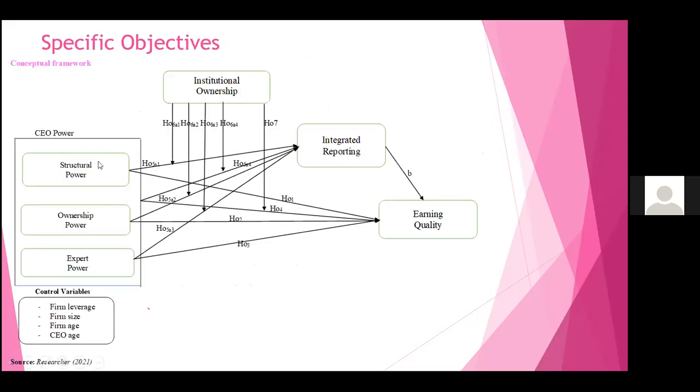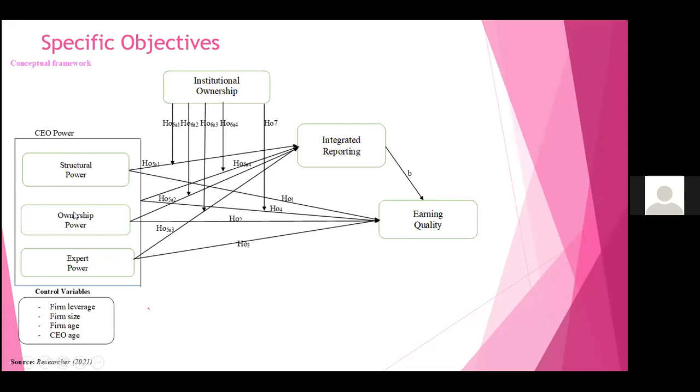And this is my conceptual framework. I would want to find out how CEO power affects earnings quality as a whole. In my study, I want to build an index of CEO power, as has been done by other scholars, and see CEO power as a whole. How does it affect earnings quality?